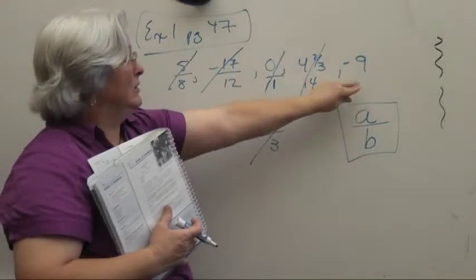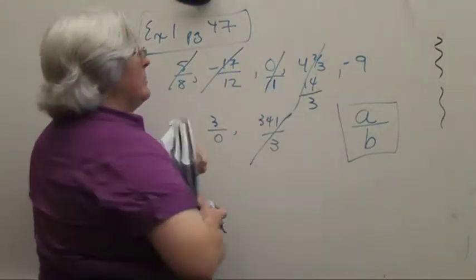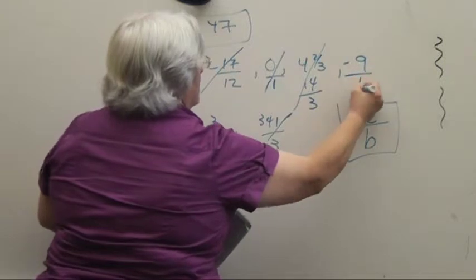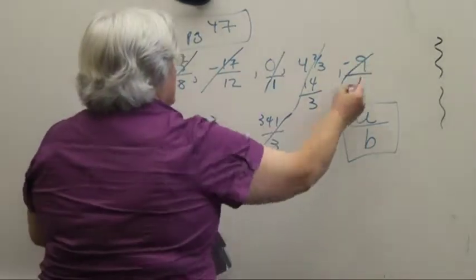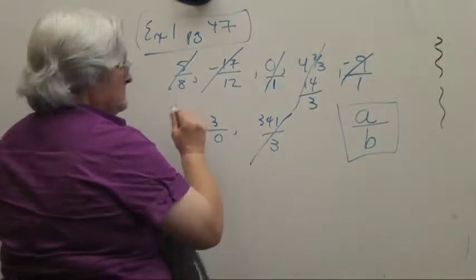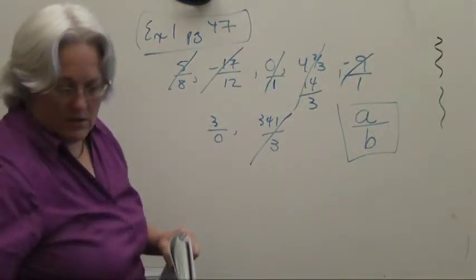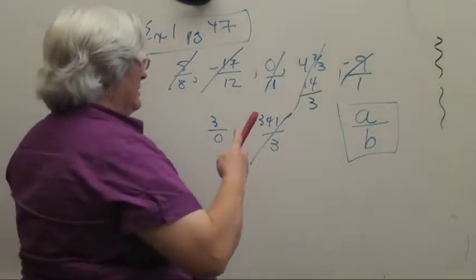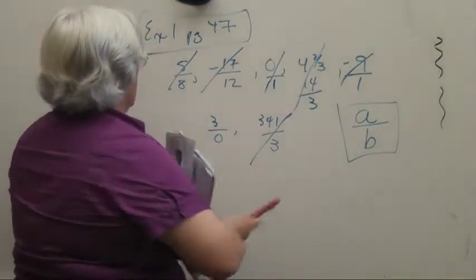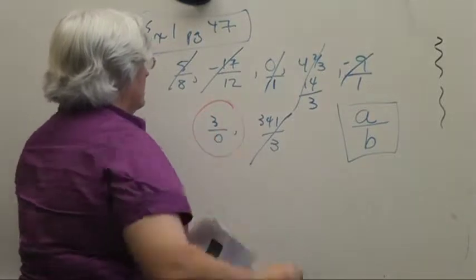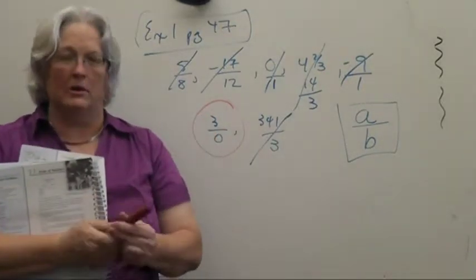It's an integer. It's a negative whole number. But it can also be written as a ratio by dividing by 1. So it's not this one. We already know it's not this one. The only number that we have left that could possibly be not a rational number would be 3 divided by 0.